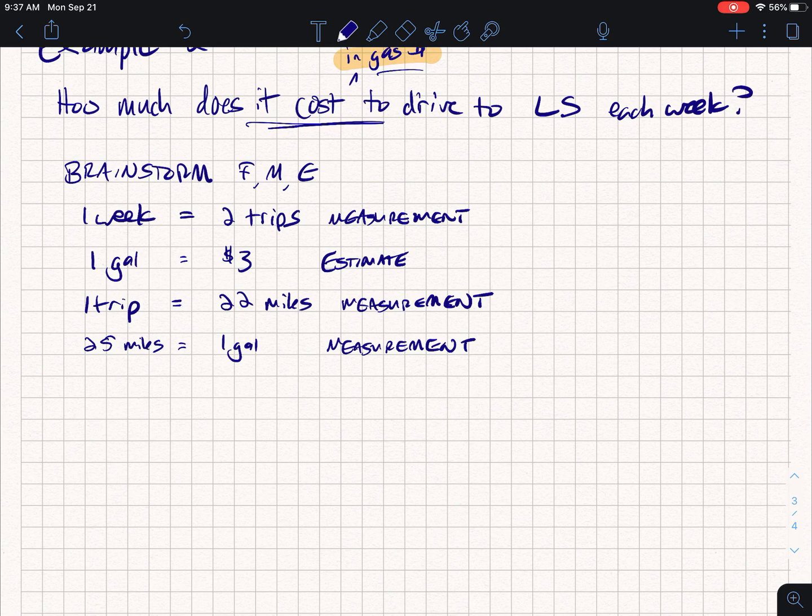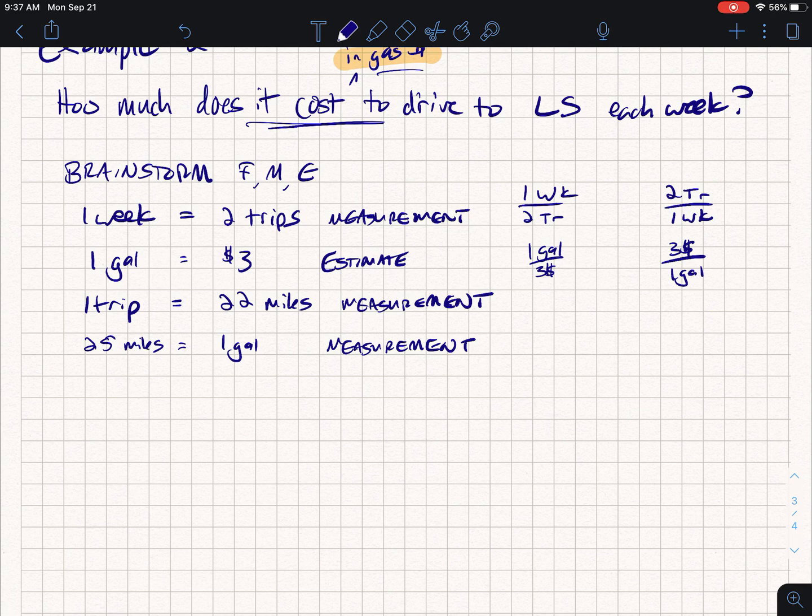So the next step would be to set out the different forms of the fraction. I could say that 1 week is equal to 2 trips, or I could say that 2 trips is the same as 1 week. I don't really know what the symbol for trips is. How about TR? Sure, sounds good. I could say that 1 gallon of gas is the same thing as $3, or I could say that $3 is the same thing as 1 gallon of gas.